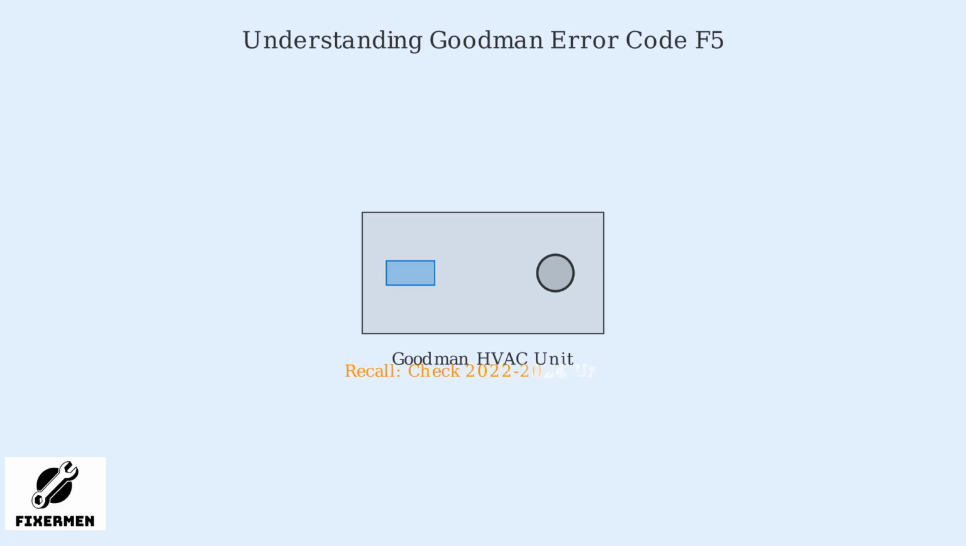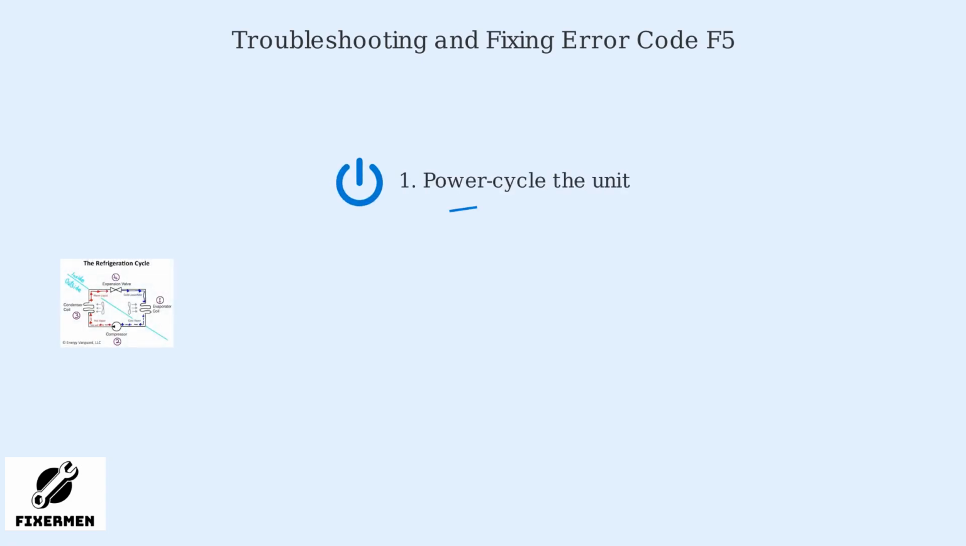degradation. As of early 2025, Goodman issued a voluntary recall for CDM modules in units manufactured between 2022 and 2024 due to overheating risks. Check Goodman's website to see if your unit is affected. Begin troubleshooting by power cycling the HVAC unit to see if the error clears. Turn off the unit at the breaker, wait 30 seconds, then turn it back on.